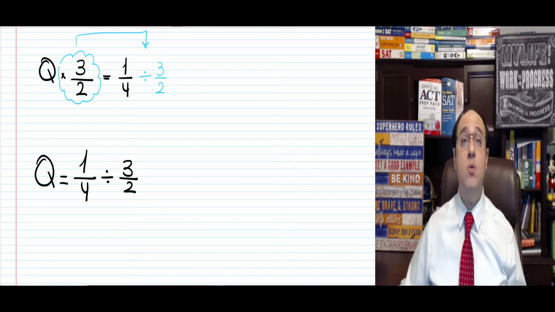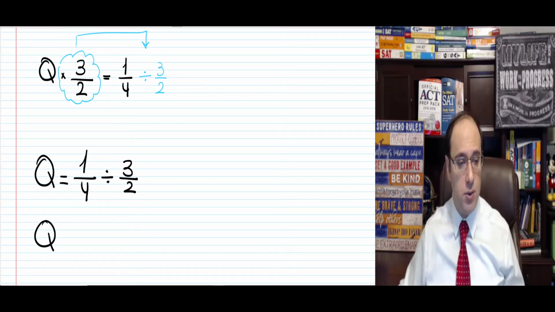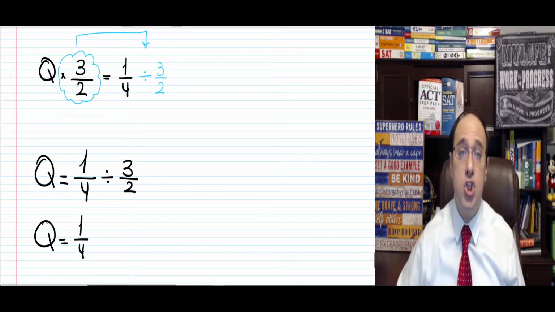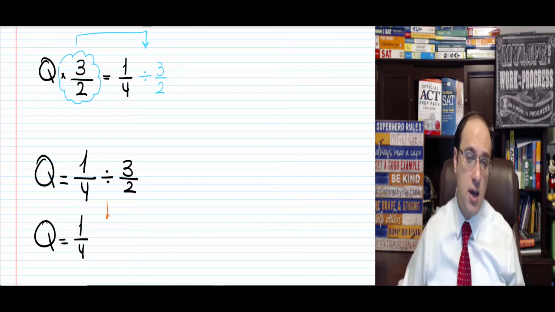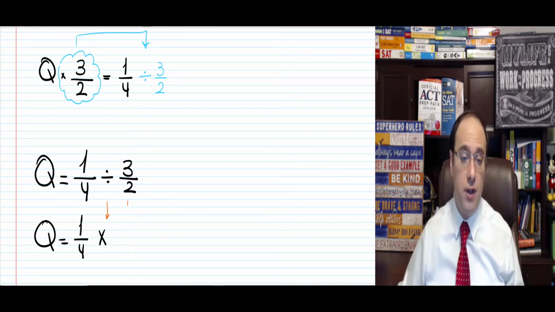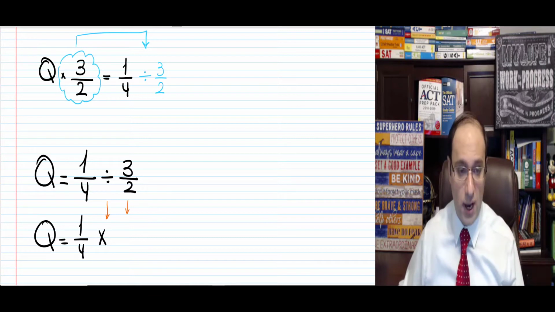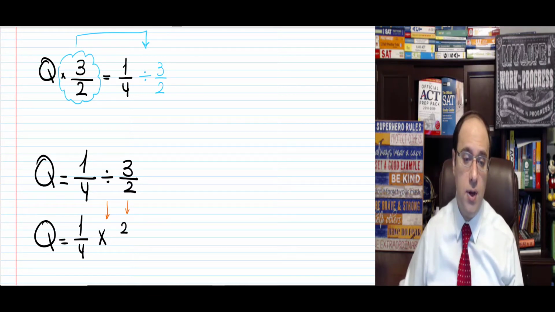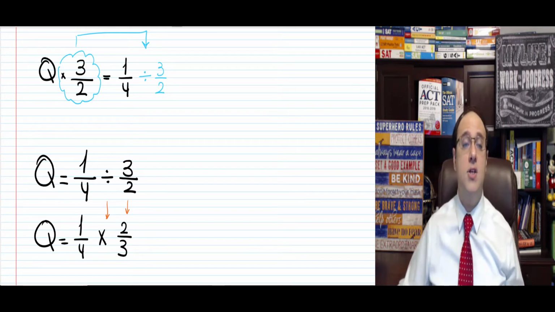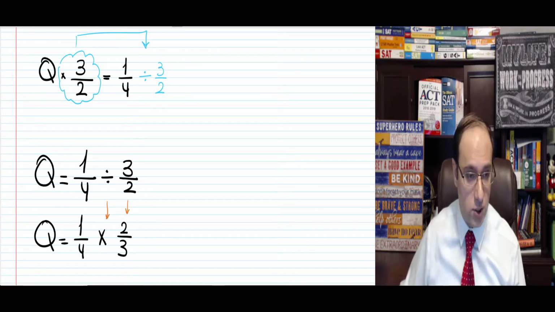Now remember, how do we do division when we have fractions? Here's how we do it. q equals, keep the first fraction as it is, 1 over 4. Change the division sign into a multiplication sign. Then flip the numerator and denominator of the second fraction. So instead of 3 over 2, it's 2 over 3. This is called the reciprocal. 2 over 3 is the reciprocal of 3 over 2. Okay? This is how we do division with fractions.